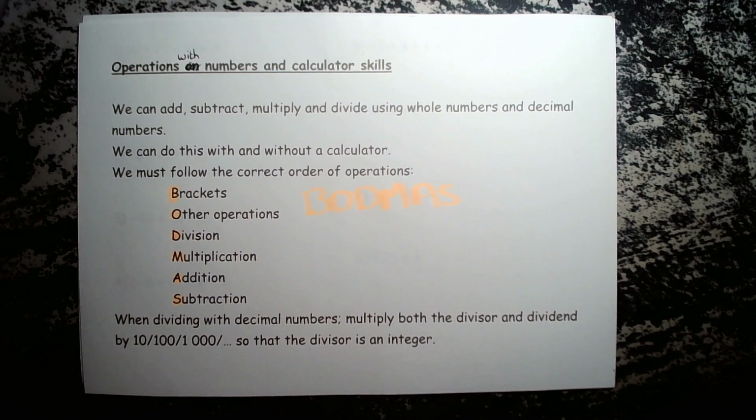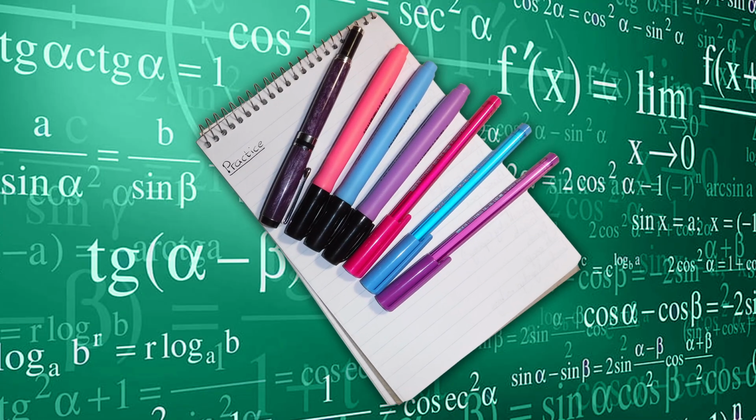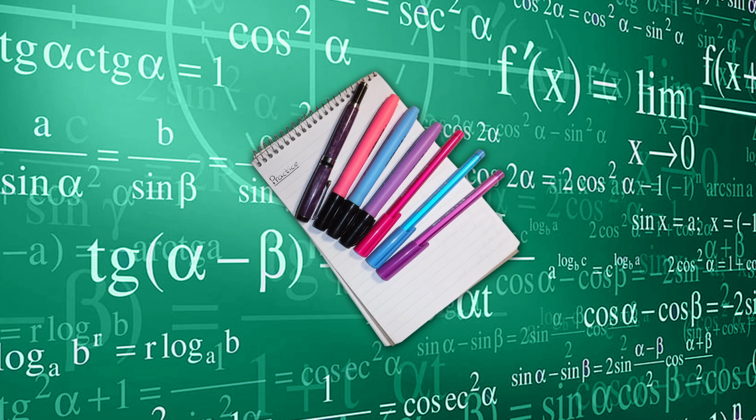When dividing with decimal numbers, we multiply both the divisor and the dividend by 10, 100, 1,000, any multiple of 10, so that the divisor is an integer. The divisor is the number that we divide by. Let's look at a few of these to practice.